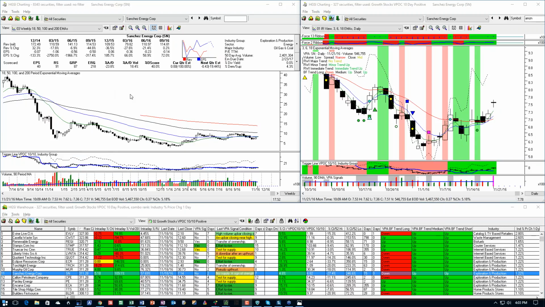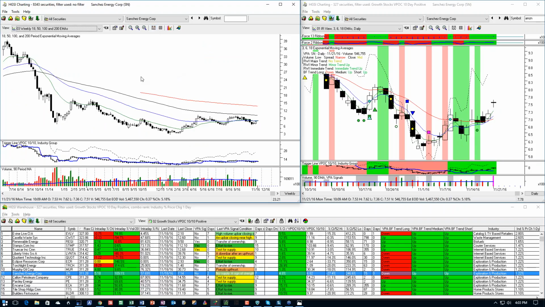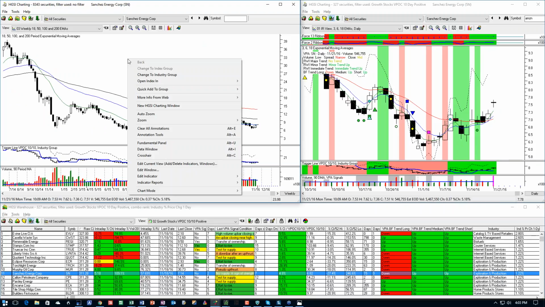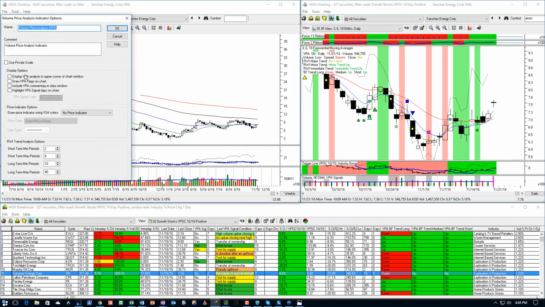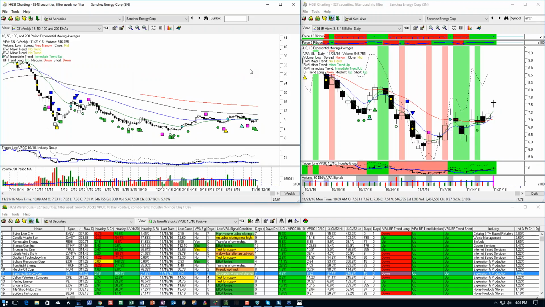Okay, now here's something else. Let's just close this up right here. What I've done is I am not showing the VPA flags on the weekly, but they're in here. So all you have to do is right mouse click on the price window, edit the indicator, go to VPA volume price analysis, display VPA analysis in the upper corner of the chart window, and draw the VPA flags. And now we have VPA flags both on the daily and the weekly.